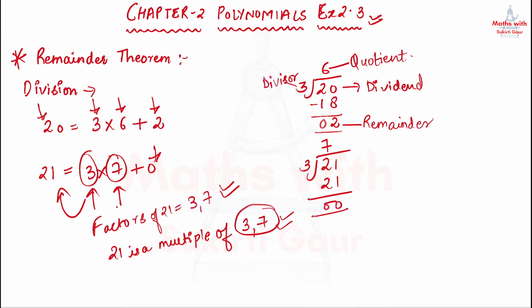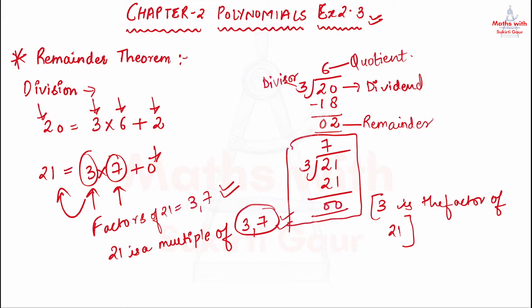Now if I wanted to check whether 3 is the factor of 21, what would I have done? I would have done the division, and if it has given me 0, then I said that 3 is the factor of 21. Now we are moving to the division of polynomials.